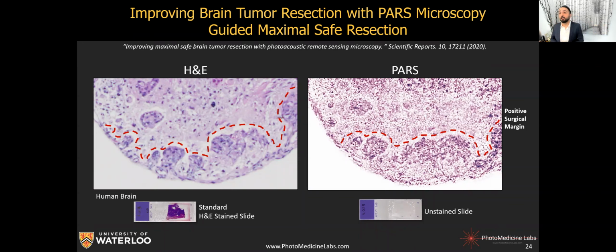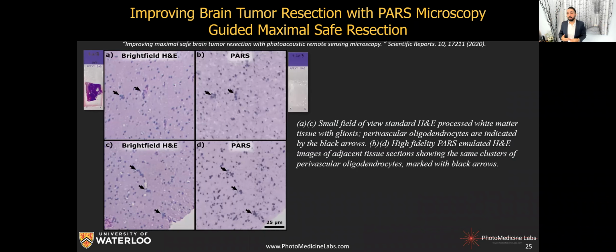In this specific image, we only use one wavelength to look at the cell nuclei structures. However, in this specific case, which is still human brain, still adjacent slides, we use two wavelengths for PARS to get both H and E. And as you can see, this is the gold standard here, and this is PARS.